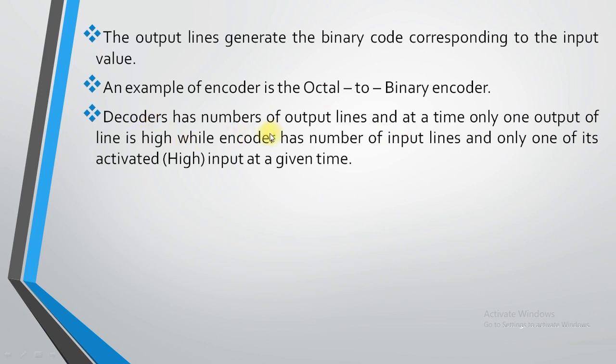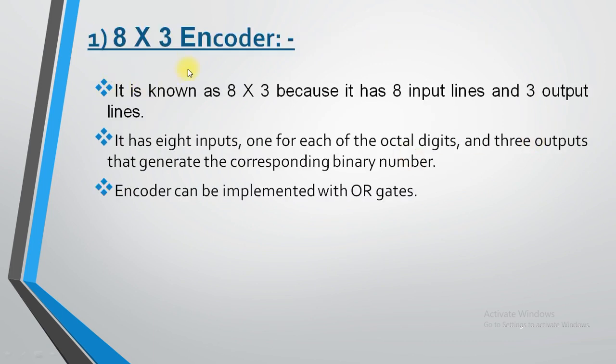See, what is the difference between encoder and decoder? With decoder, we have a number of output lines, and out of them only one output line is activated or high. High means 1. Similarly, over here in the encoder, we have a number of input lines, and at a time only one input line is activated or high. 8x3 encoder means 8 input lines and 3 output lines. We need to write 8 inputs and 3 outputs.